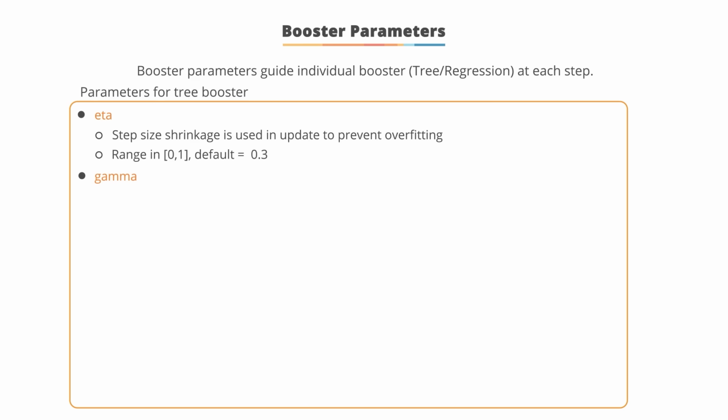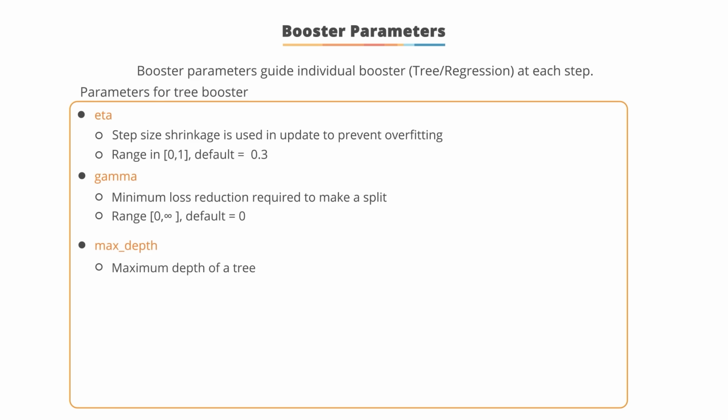Gamma defines the minimal loss reduction required to make a further partition on a leaf node of the tree. The algorithm will be more conservative when the gamma is larger. Its value ranges from 0 to infinity, and the default value is 0. Max depth is used to define the maximum depth of a tree. Its value ranges from 1 to infinity, and the default value is 6.